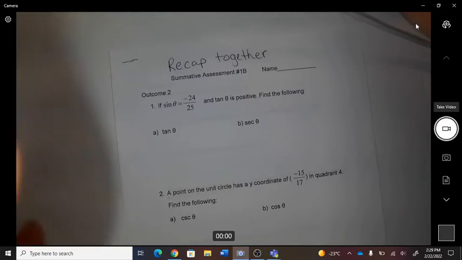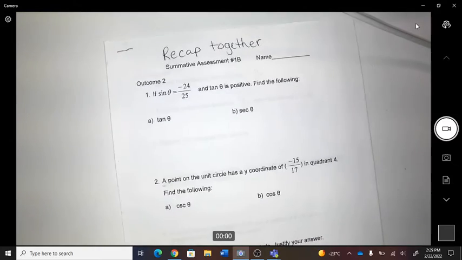Okay, so recap together. Everyone found that paper? I think I threw it at the top. All right, so what have we all done?